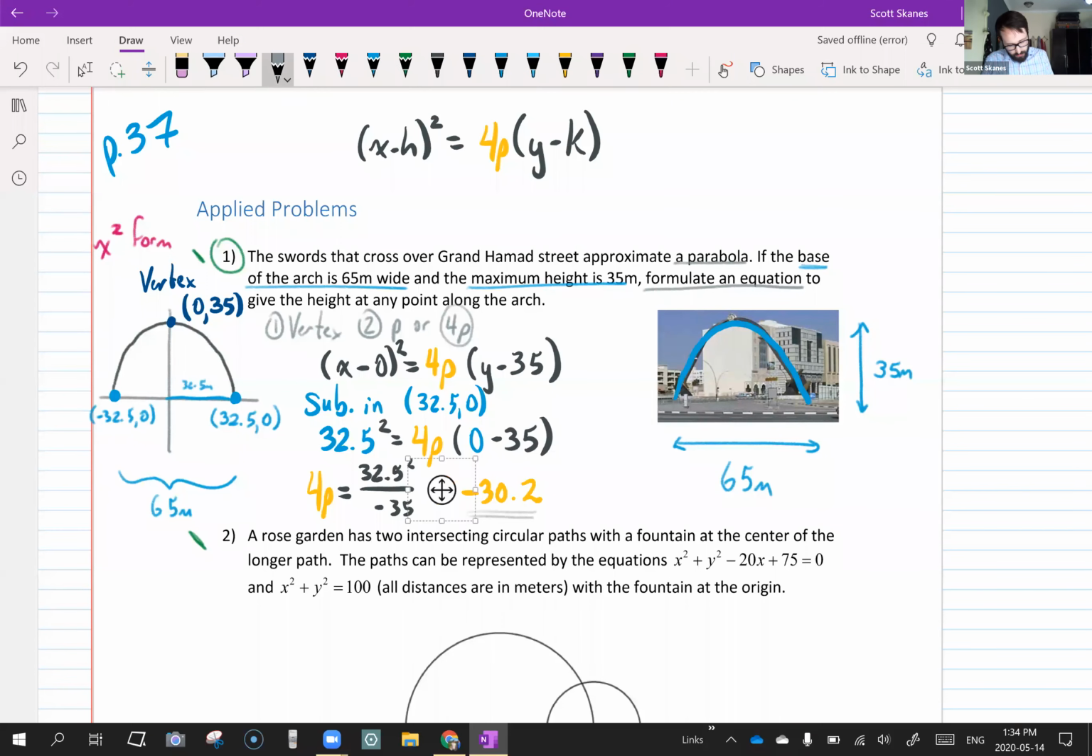Okay, and I'll finish the equation. Finish the question now. So let me just move this around so I have space. Now that I have that, therefore, I can write my final equation. X squared equals 4p times y minus 35.